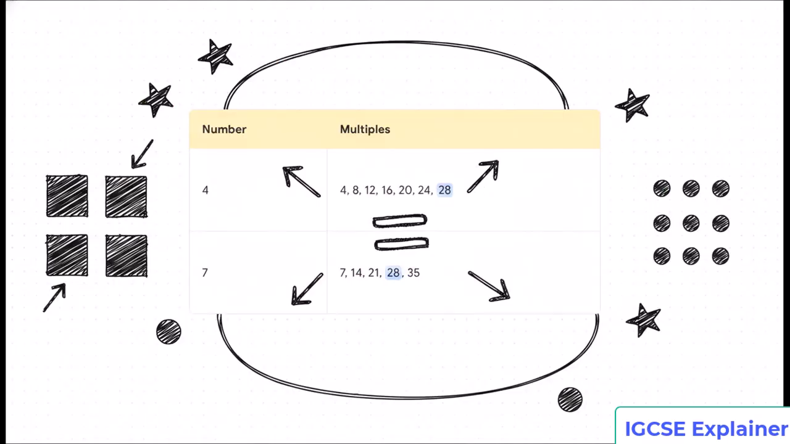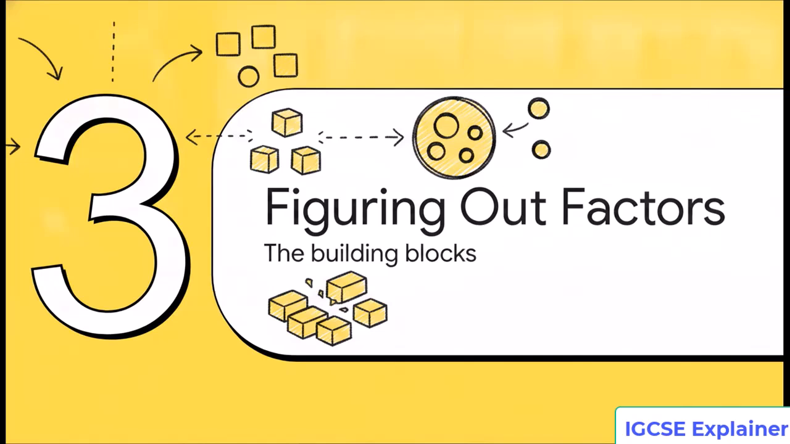Let's see how this builds using the numbers 4 and 7. If we list out the multiples of 4 on the top row and the multiples of 7 on the bottom row, we just need to scan from left to right. We're looking for the absolute first number that appears in both lists. And boom, there it is, 28. So the LCM of 4 and 7 is 28. Simple as that.